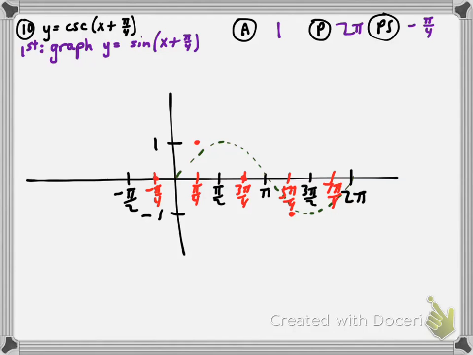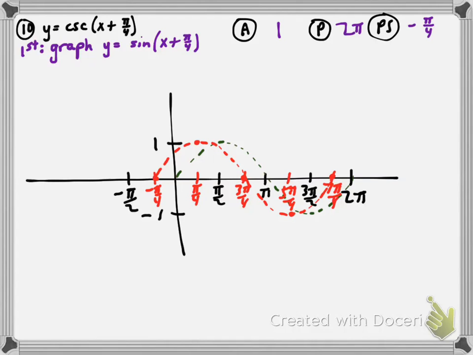The 5 key x values are the ones in red. Let me erase all those, but you saw them, at least, so you know what I'm talking about. And then we draw the graph dotted. So this is the graph of sine of x plus pi over 4.